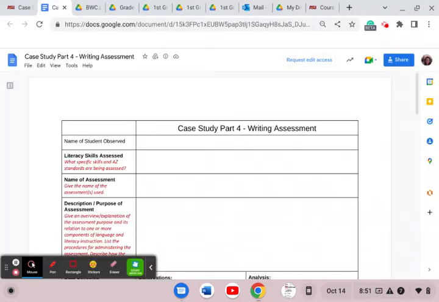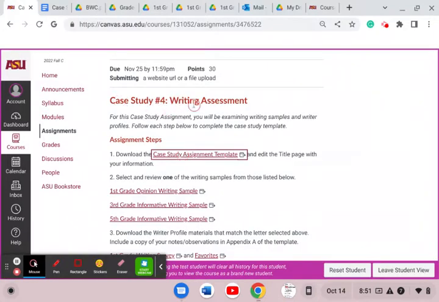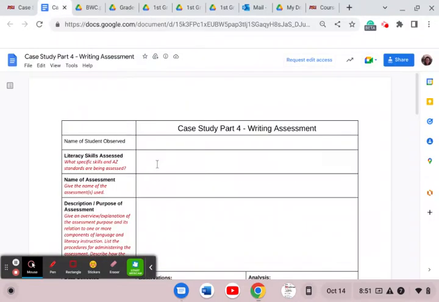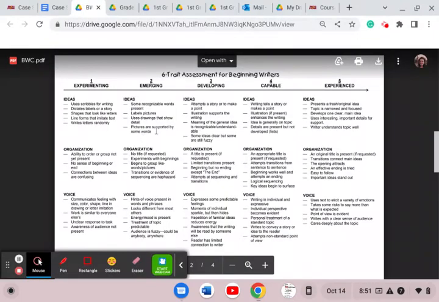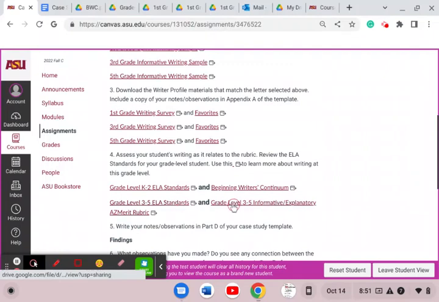So the literacy skill assessed is their writing. We're also looking at their motivation, right? So we want to see more about the child as a whole but mostly it's a writing assessment, okay? So in your template, you could put writing skills. Name of the assessment, 6-trait assessment for beginning writers is the name of this one. Make sure you take the assessment down here. So you would be using, if you were the older grade, the AZ Merit rubric. So that would be the assessment for the writing.